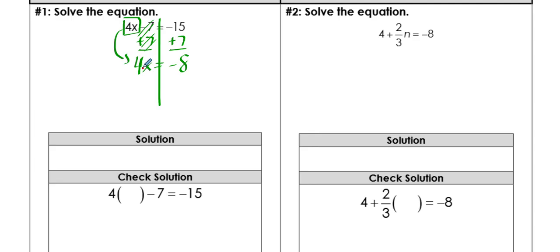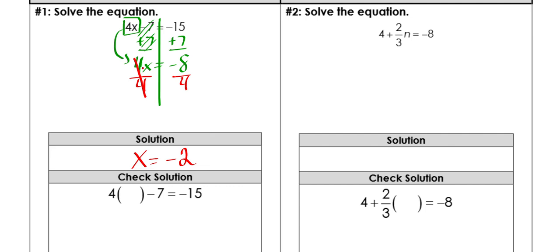Now I see that I have multiplication. It's 4 times x. So to cancel out that multiplication, I'm going to divide by that number exactly. If this was a negative, then you divide by negative 4. It's positive, so I'm going to divide by positive 4 on both sides, and that would give us that x is negative 2.